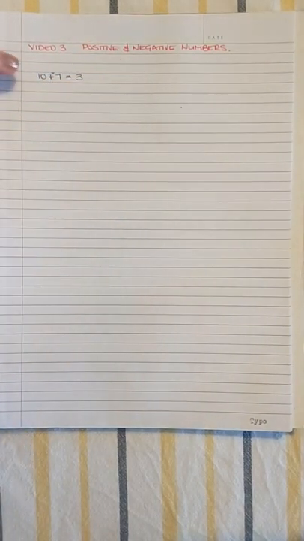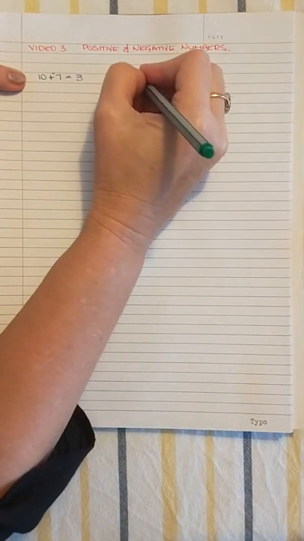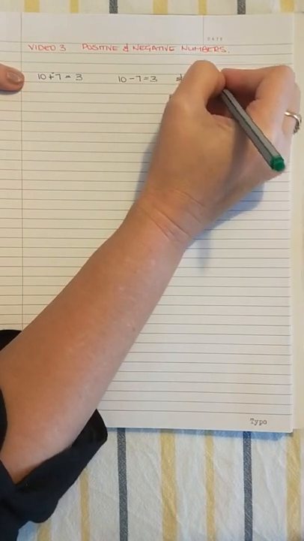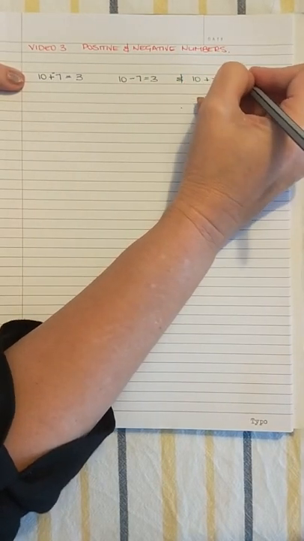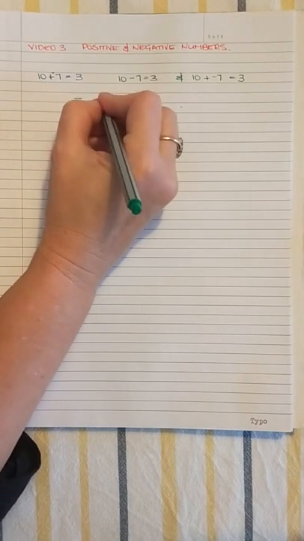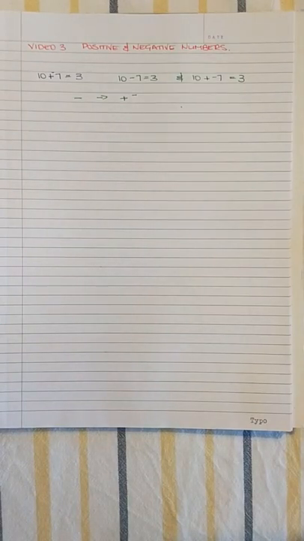And I want you to remember that minusing a number is the same as changing it to a plus negative. If you don't believe me, you can get your calculator. 10 minus 7 equals 3 and 10 plus negative 7 equals 3. In other words, a minus is the same as adding a negative number.